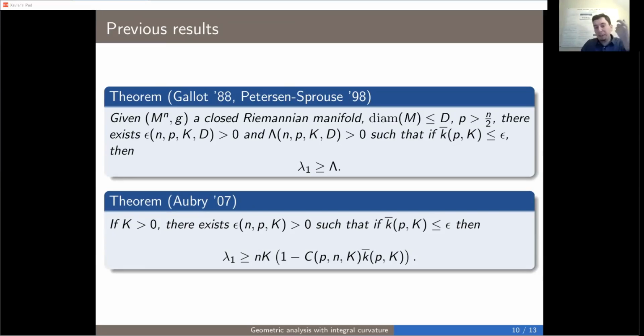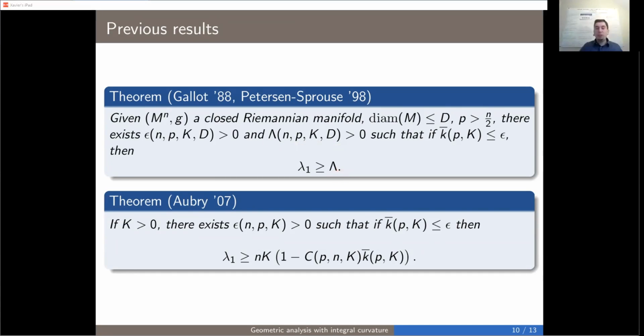Then there exists an epsilon, and there exists some constant, such that if the amount of integral curvature below the threshold is less or equal than epsilon, then you have a lower bound on lambda 1. Okay, a uniform lower bound, right? Because this lambda only depends on the geometric parameters, not on the specific manifold, only on the geometric conditions. Okay. The estimate of Gallot and Petersen-Sprouse is not sharp. This constant is not sharp.